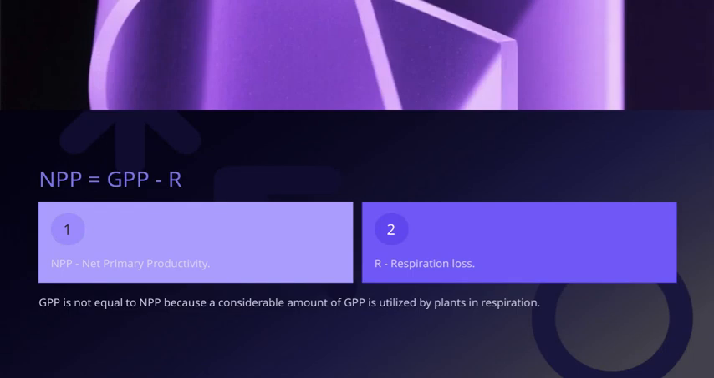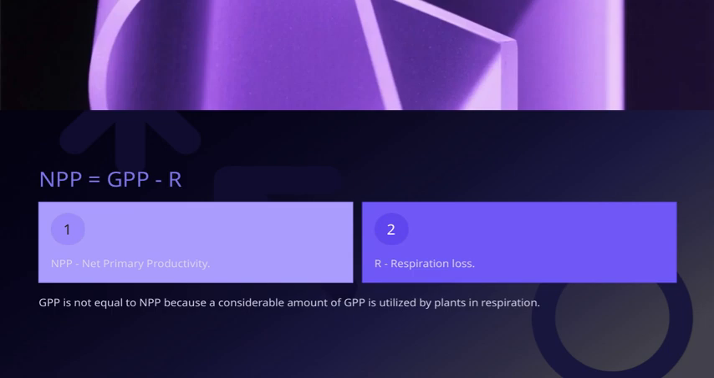All right, let's talk about respiration loss, which is represented by the letter R. This is a crucial concept because it explains why gross primary productivity, or GPP, isn't the same as net primary productivity, or NPP. You see, a significant portion of the energy that plants produce through photosynthesis is used by them in their own respiration processes. So, while GPP measures the total energy captured, not all of that energy is available for growth or other functions. That's where respiration loss comes in. It's the energy plants use to maintain their life processes.